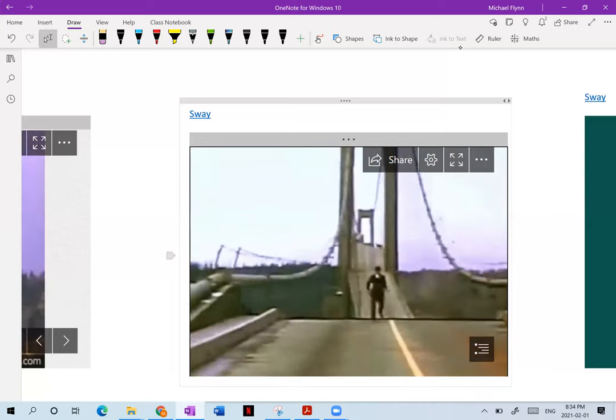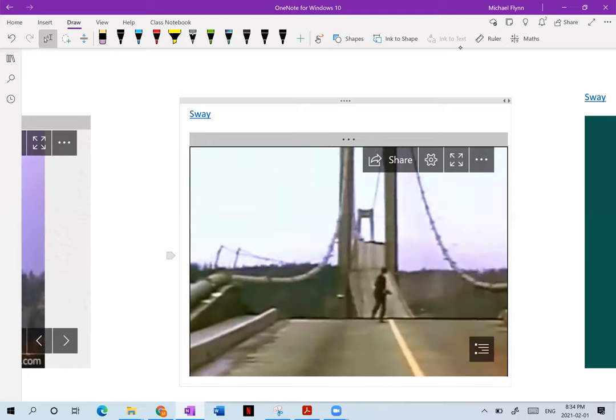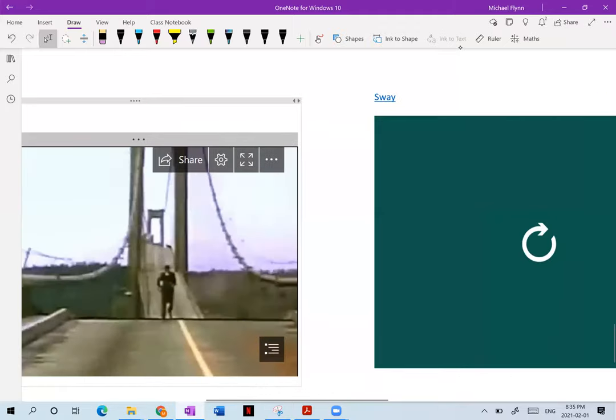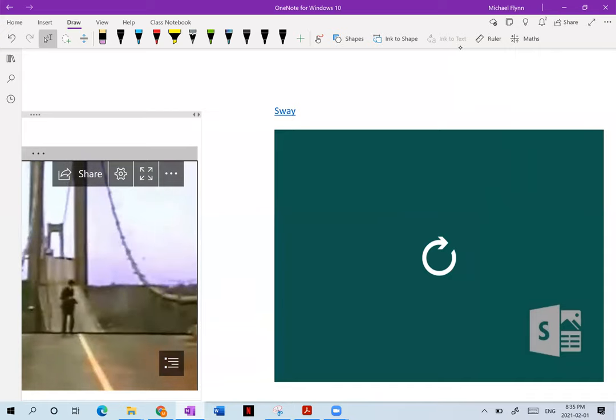Now he didn't have much time. He just barely made it. He literally just barely made it off the bridge before it collapsed. So, you know, he did the right thing. If he had tried longer to save the dog, he would have died too.